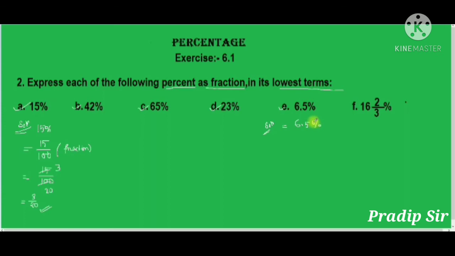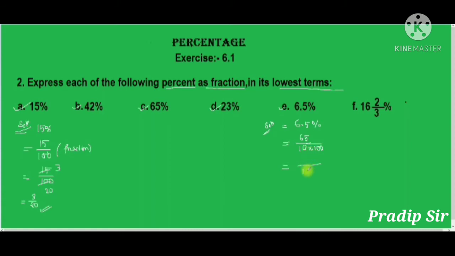Now write 6.5% in the solution, and in the next line give an equal sign, then 6.5 will be converted into a fraction. After the decimal, how many digits are there? One digit. So first we give 10 in the denominator. Now we'll remove this decimal. Now the percentage symbol is there, so the percentage becomes 100, which we will write in the denominator, because it is 6.5 out of 100.